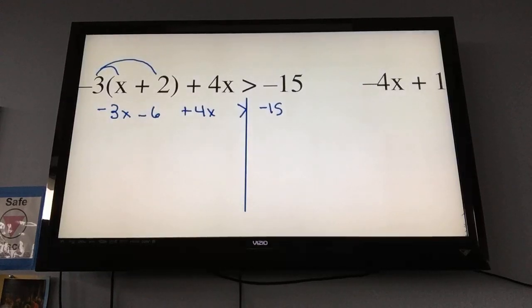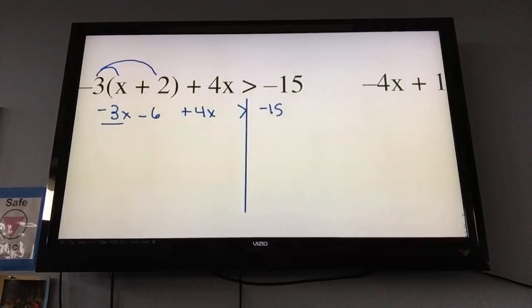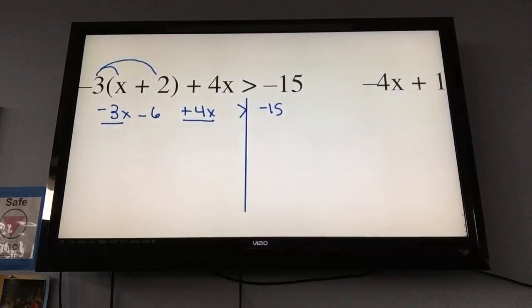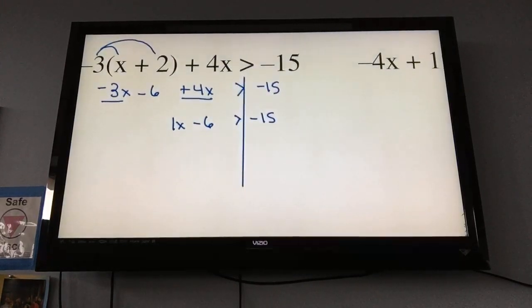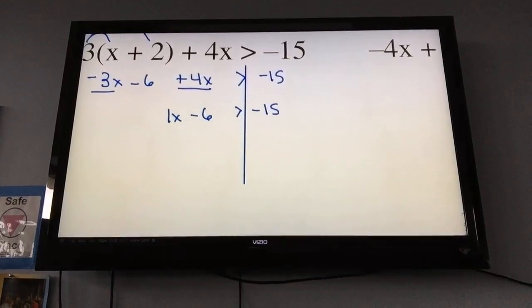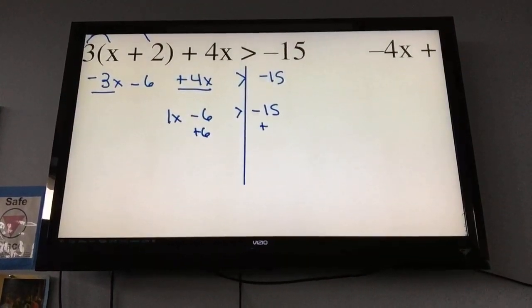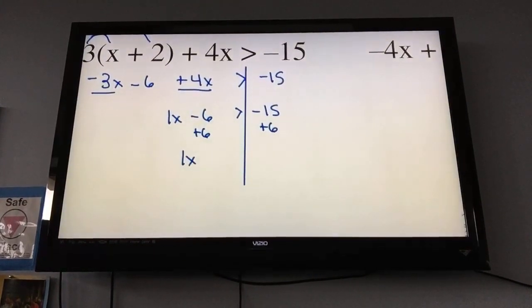Okay, next step would be what? Combine x's. So negative 3, positive 4, positive 1x. Minus 6 comes down. Greater than negative 15. Next step, switch the negative 6 into a positive 6, plus the 6. So 1x is greater than negative 9. And 1x is what I'm looking for, so I'm done.